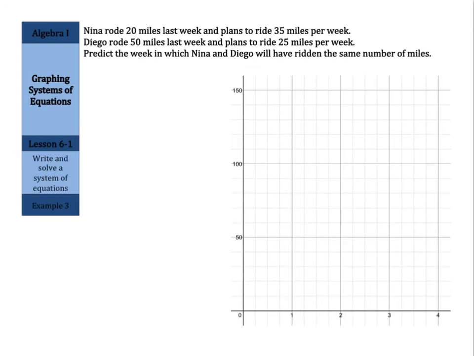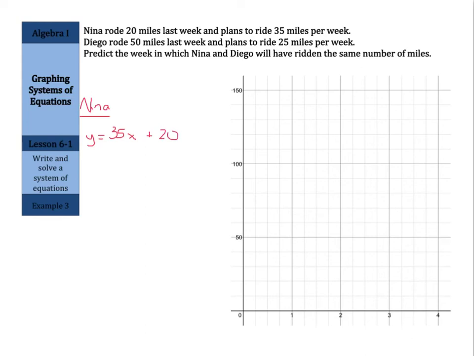Nina rode 20 miles last week and plans to ride 35 miles per week. Diego rode 50 miles last week and plans to ride 25 miles per week. Predict the week in which Nina and Diego will have ridden the same number of miles. Well, our first step here is to actually write two equations. So let's write Nina's first. Let's say that y is going to equal 35 miles per week. We're going to say that's 35 times x, where x is the number of weeks, plus the 20 that she rode last week.